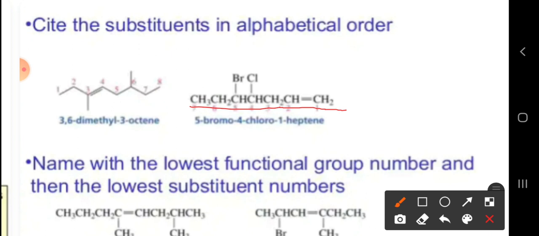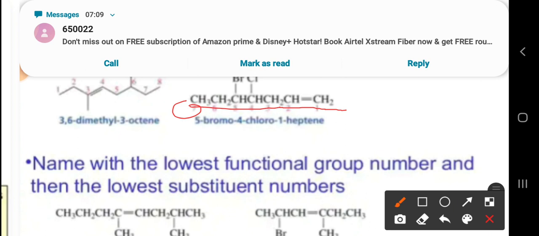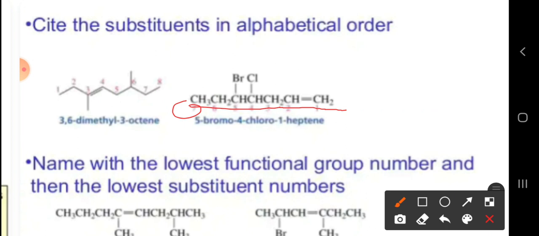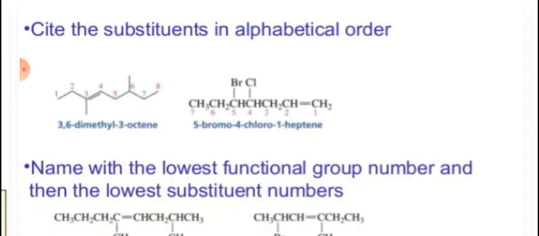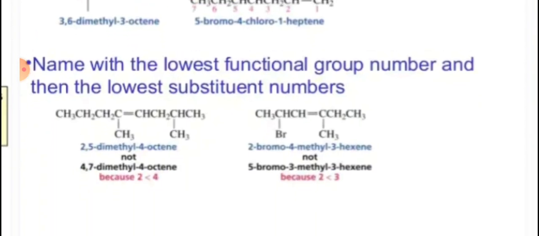Now coming to this, the substituents are present at 4th position and 5th position. We have to name them first. So that means 5-bromo-4-chloro-1-heptene. Why? Because there are 7 carbons. That's why we say it is a heptene. So this is nothing but naming of substituents on carbons. So next one, lowest functional group. What is the next rule? Which is having the lowest functional group number, then the lowest substituent numbers we have to see.